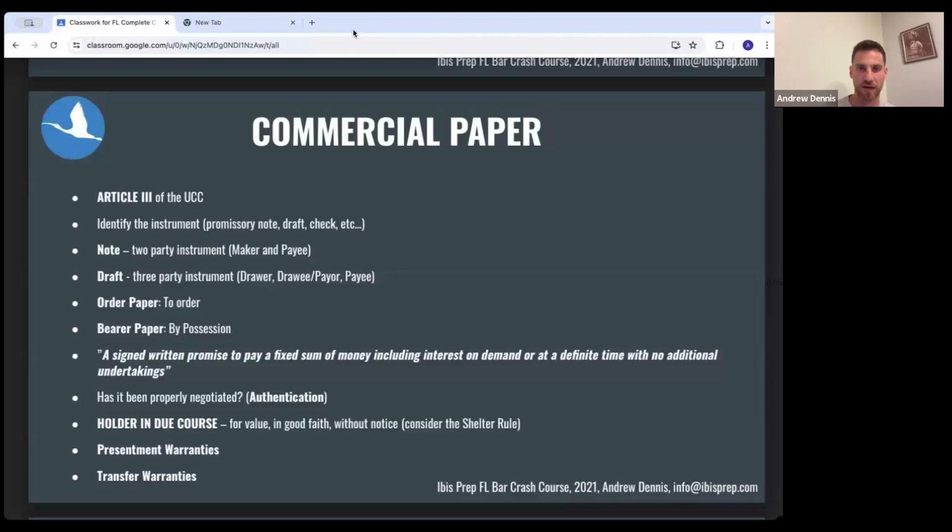It looks like we had a question in the chat. Let's see. Okay. If there's a personal guarantee, it's still commercial paper. Yeah, a personal guarantee would still be commercial paper. On the exam, just think of commercial paper as this check and try to see if it satisfies all the conditions of negotiability.